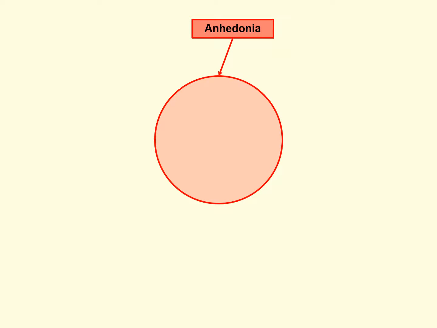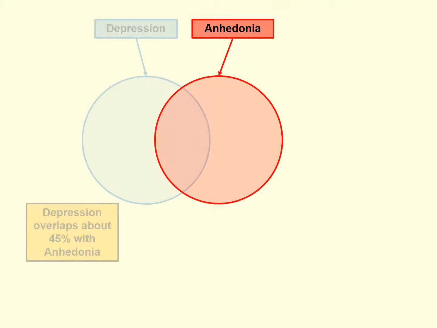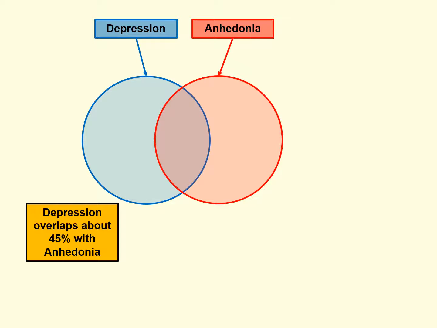So if all these tables are a little bit confusing, or these numbers are a bit confusing, you might imagine this as a Venn diagram instead. So here's anhedonia, here's depression, and in the case of this sort of fake data that I've created, I think if I did my math right, depression overlaps with about 45% of anhedonia. So there's almost half shared variance, which I've tried to represent here in terms of the overlap of these circles.